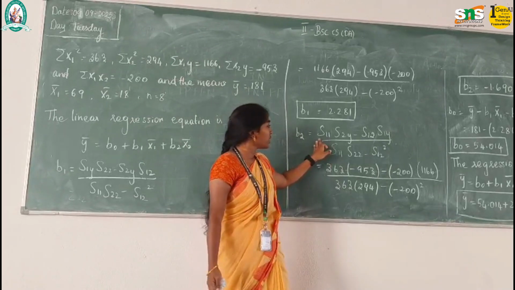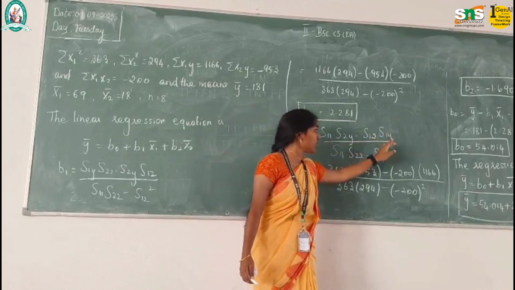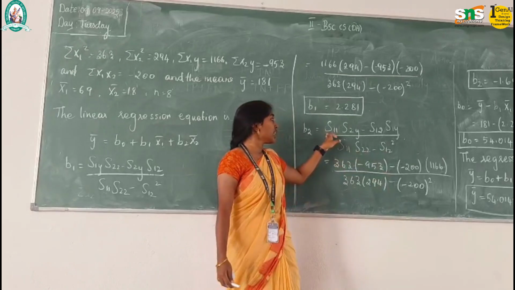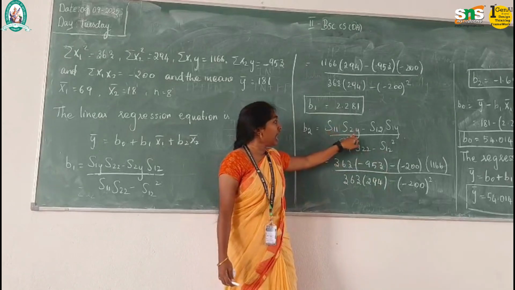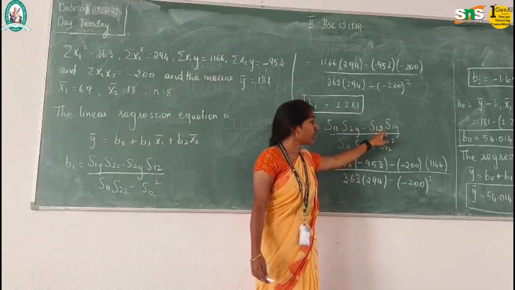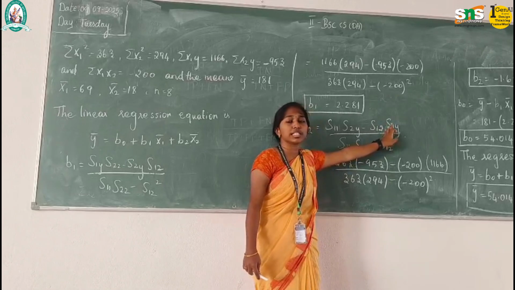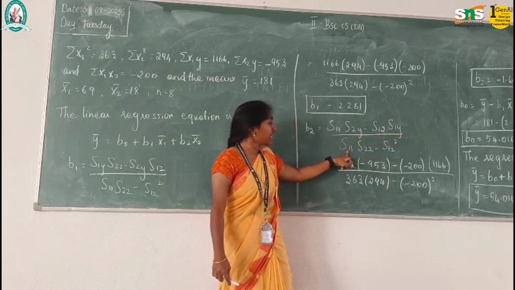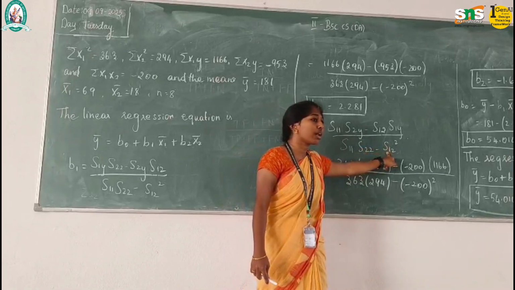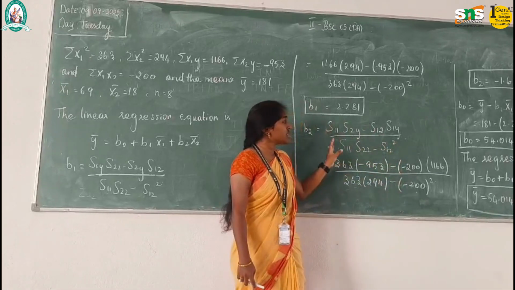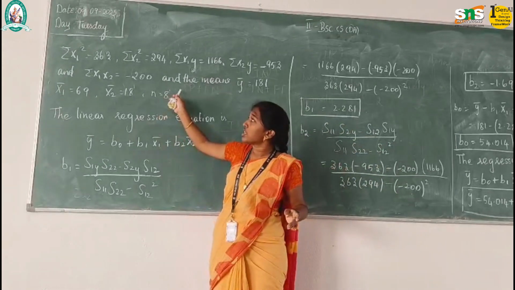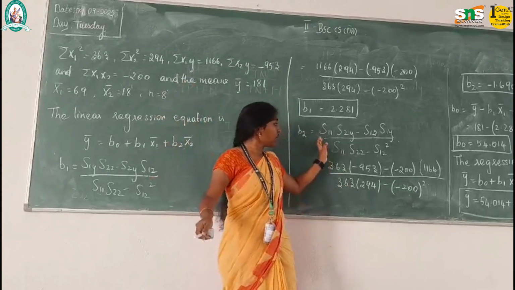The formula for B2 is (S11 S2y minus S12 S1y) whole divided by (S11 S22 minus S12 the whole square). Here S11 means summation x1 square, S2y means summation x2y, minus S12 means summation x1 x2, and S1y means summation x1y. The whole divided by S11 and S22, meaning summation x1 square and x2 square, minus S12 square, meaning summation x1 x2 the whole square. So this is the clarification for this formula, with the values present in this question. We are going to substitute all those values in the given formula.